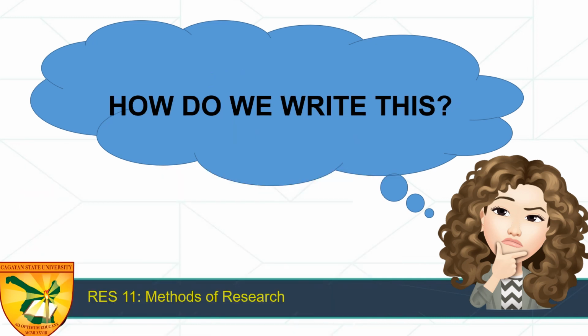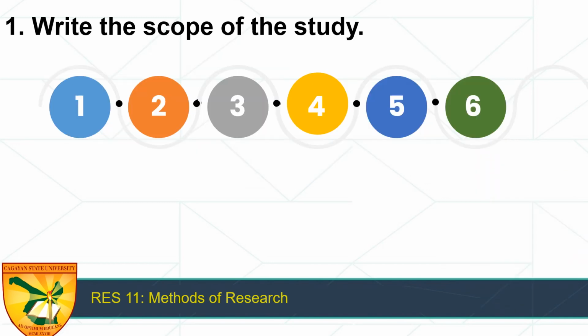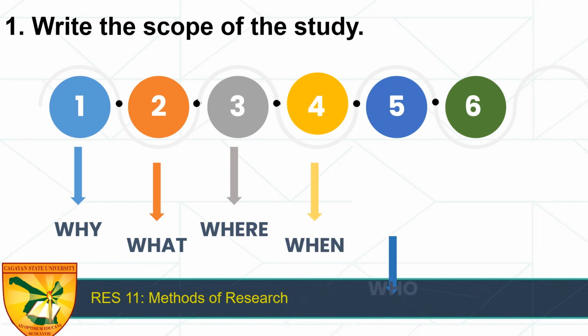So next is, how do we write this part? First is, write the scope of the study. A good scope statement will answer the following six questions: why, what, where, when, who, and how. For why, this is the general aims and objectives or the purpose of the research. For what, this is the subject to be investigated and the included variables.